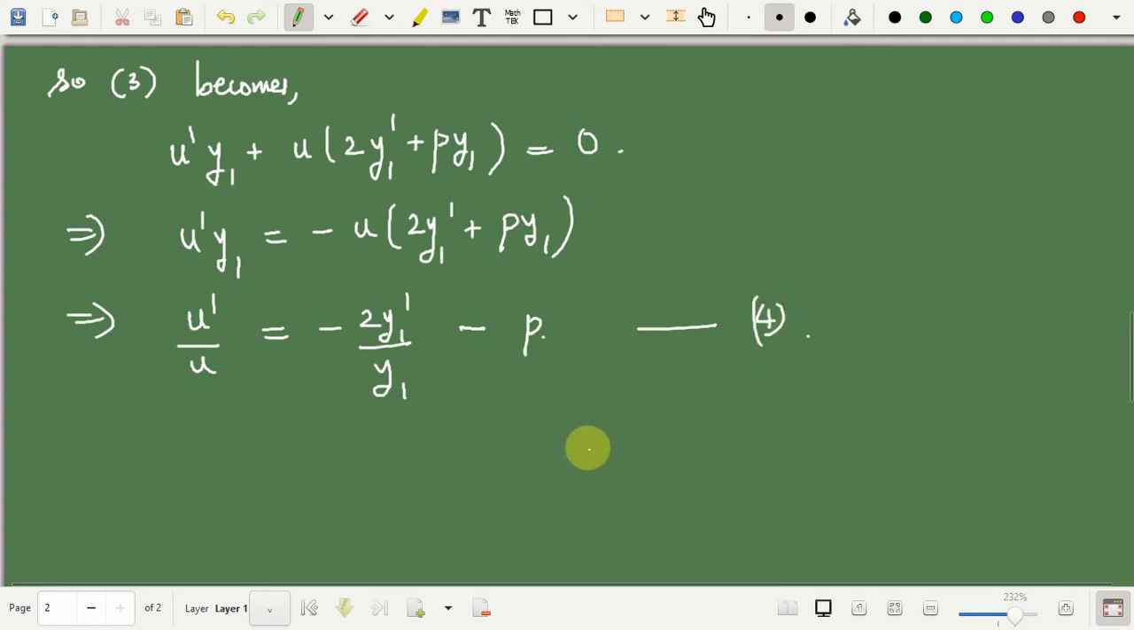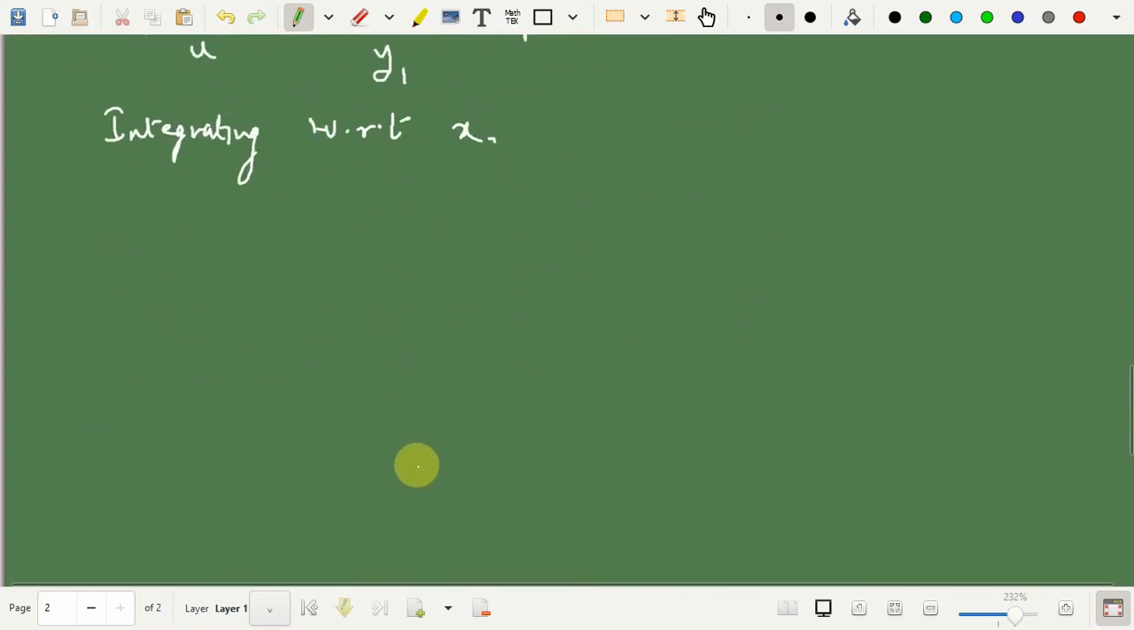This is a first order equation, and if you directly integrate this, you would get the value of u in terms of y1, which is what we want. We want to find the value of u. So you integrate this with respect to x.